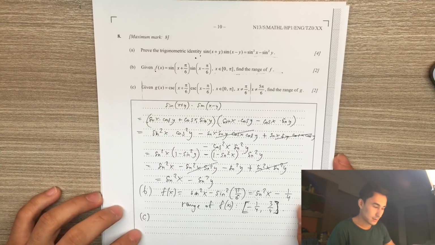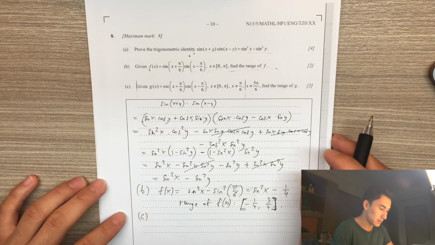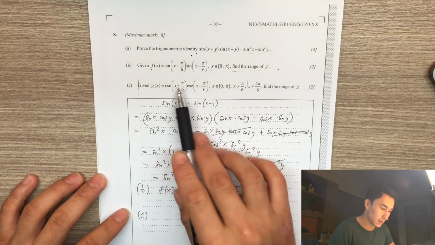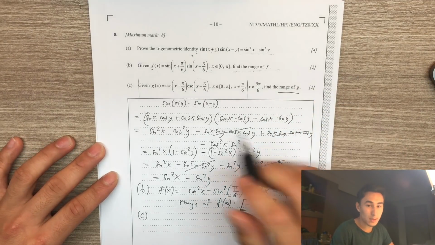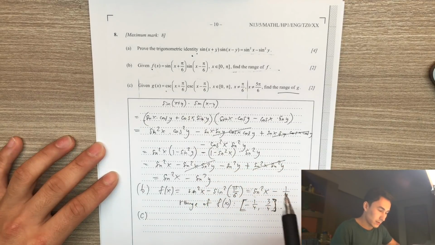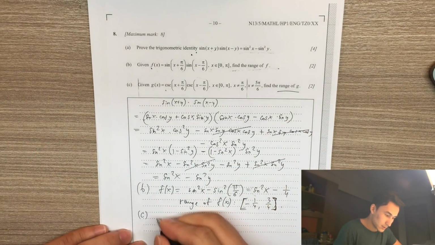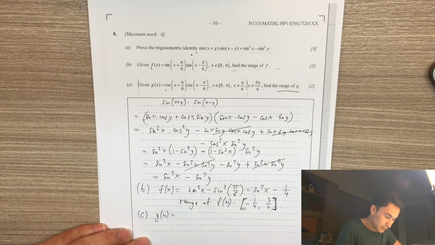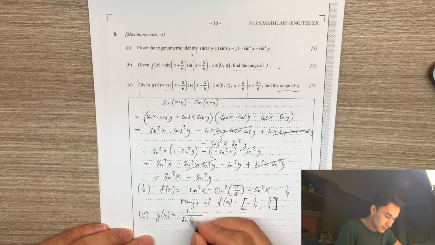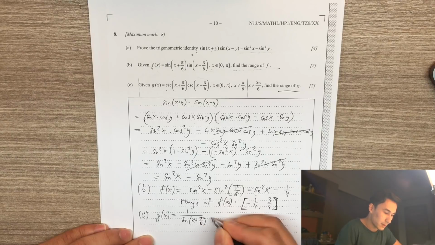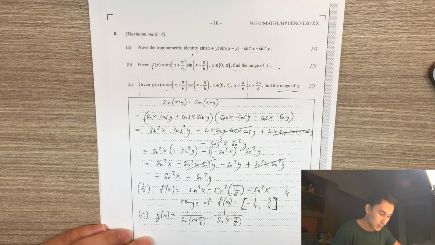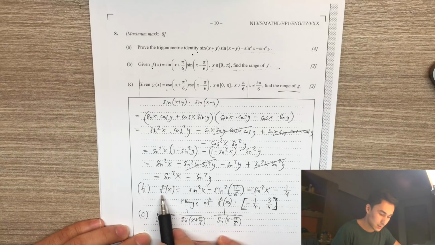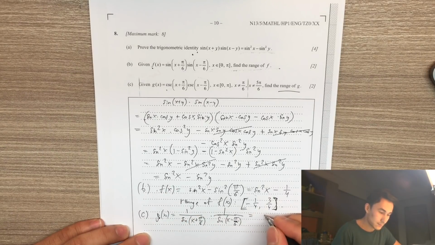All right, so part C, we have g(x), the following function, and we need to find the range of g. So cosecant is 1 divided by sine. So we have that g(x) now is equal to 1 divided by sin(x + pi/6) multiplied by 1 divided by sin(x - pi/6). So we can see that g(x) is actually the reciprocal of f(x). So it's actually 1 divided by f(x).